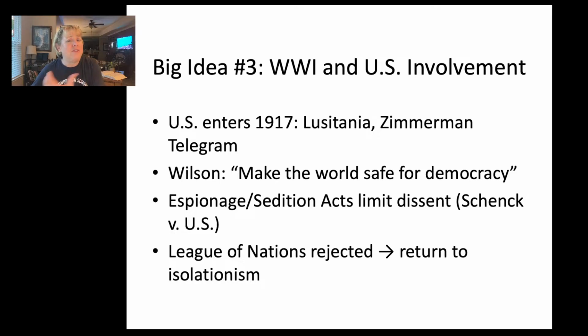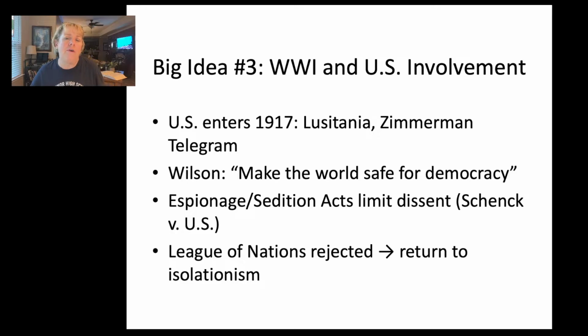Now, Wilson is going to argue, when he asked for his war declaration, that we've got to go and make the world safe for democracy. Wilson believed in moral diplomacy. He believed that the best way for America to serve the world is to spread democracy everywhere. And so when he saw what was happening over in Europe, he said, what we need to do is go over and fight, so that self-determination, or the ability of the people to choose democracy, is going to be the reason we're fighting.